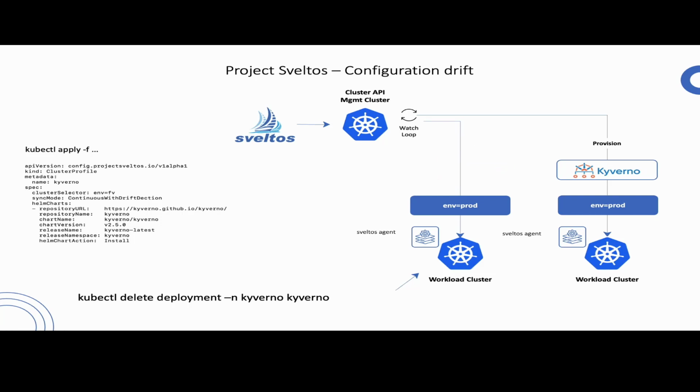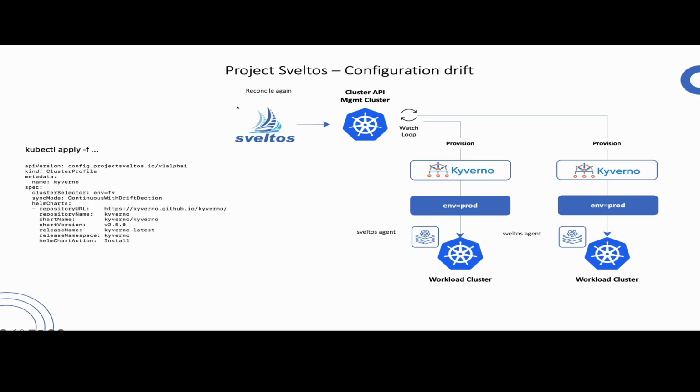Now, the Sveltos agent, which was watching for the resources deployed by Sveltos in this cluster here, is going to detect that this is a potential configuration drift. And so it's going to notify Sveltos running in the management cluster, and the Sveltos reaction will be to reconcile back and put Kyverno back. So if you tell Sveltos, this is how you can make sure that no matter what happens in the managed clusters, the state of those managed clusters is always in sync with the state defined in the management cluster.